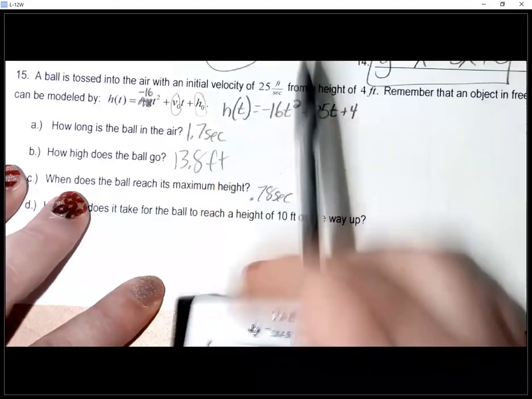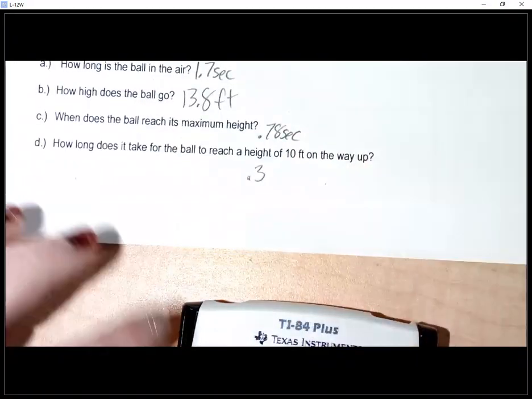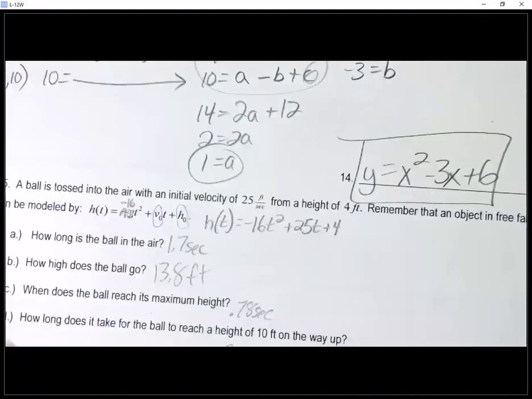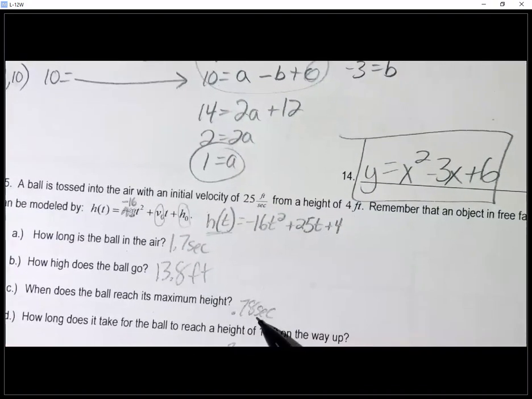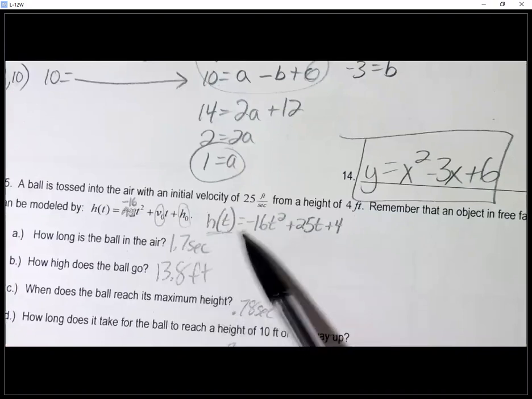0.3. You can do all of this by hand if you want. You would just set the height equal to 10 and then solve the quadratic, right? Same thing, you know how to find the vertex, negative b over 2a, and then plug it in. How long is the ball in the air? Set the height to 0 and solve the quadratic. So you can do these things by hand if you want. It's just annoying. How long is the ball in the air and they get your zeros? And then for 10 feet on the way up, you don't use your calculator, you set the height equal to 10. I can't believe I got everything in.